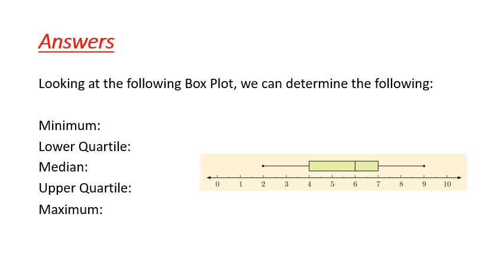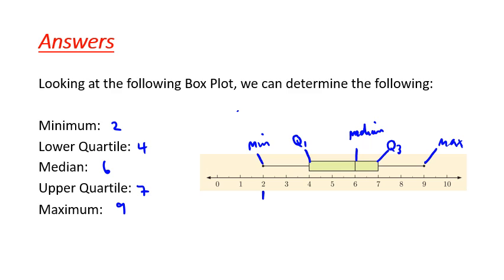Okay, so let's see how you went. Straight away we know our minimum value is going to be a 2 because we know that this is our minimum. Our maximum value is probably easy to put on as well because that's the number at the end, which is a 9. Our median is the middle line, so we know that that's going to be 6. Our lower quartile is Q1, which is in between the minimum and the median, which is a 4. And our upper quartile, which is Q3, is between the median and the max, which is a 7. And there's our answers.